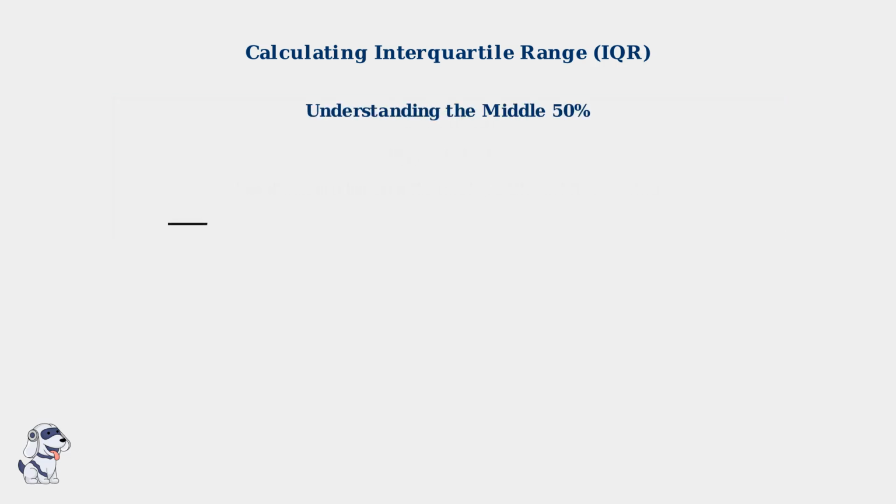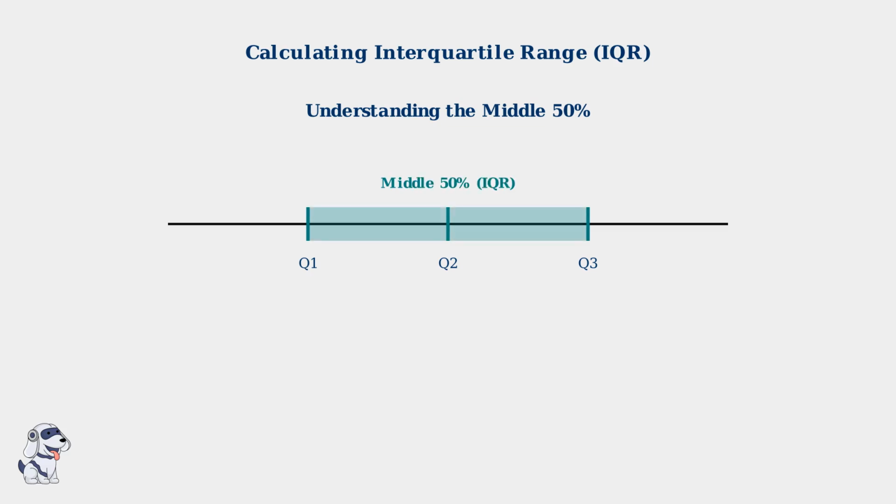To understand the IQR, imagine our data divided into 4 equal parts by 3 quartiles. Q1 marks the 25th percentile, Q2 is the median at the 50th percentile, and Q3 represents the 75th percentile. The IQR represents the range between Q1 and Q3, which contains exactly 50% of all data values, specifically the middle 50%. This makes it a robust measure of spread.